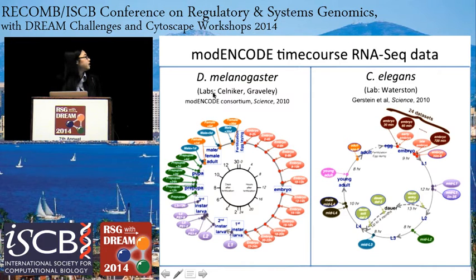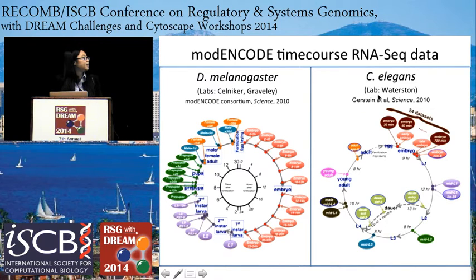In fly, the data are generated by Sue Celniker and Brenton Graveley in the consortium, and it covers 30 different time points in fly. Especially in the embryonic stages, the time point is very fine, so a point every 2 hours.